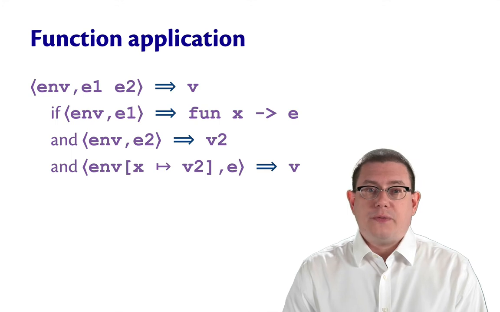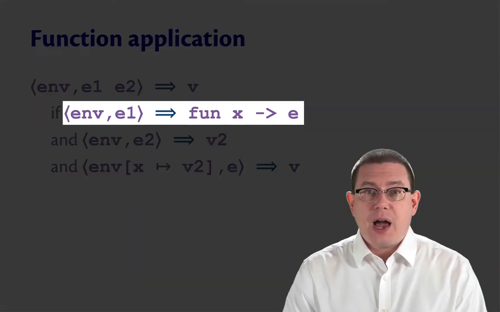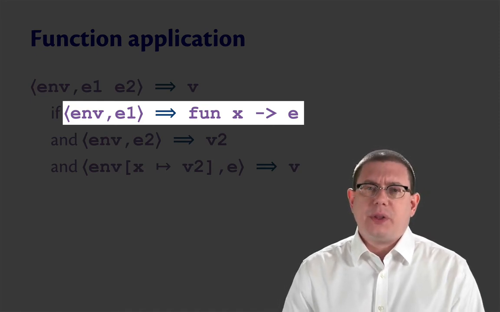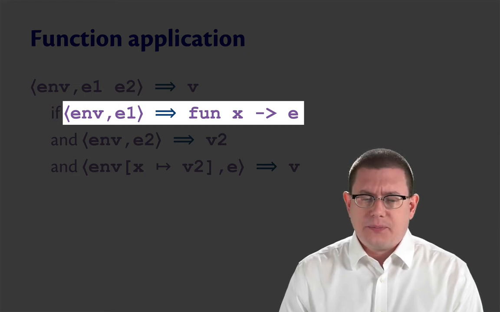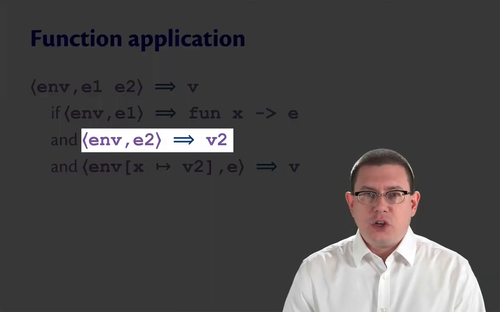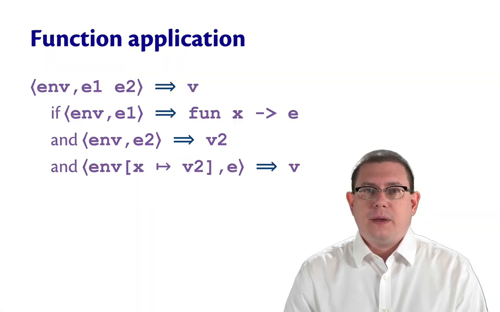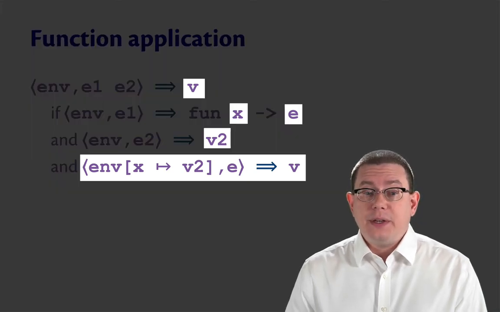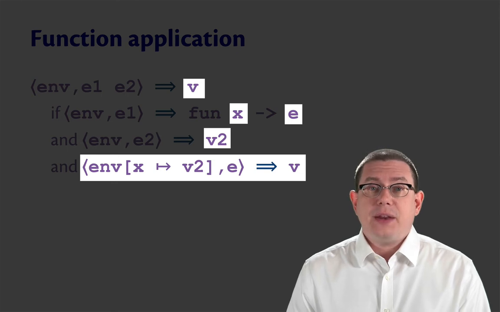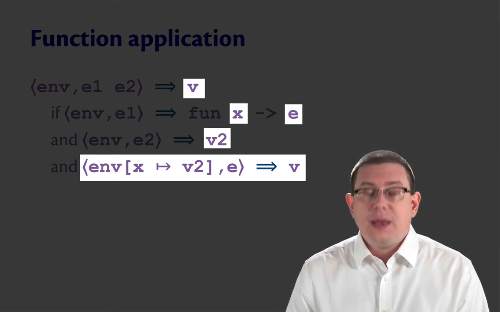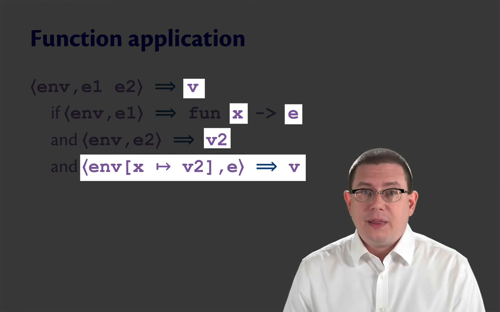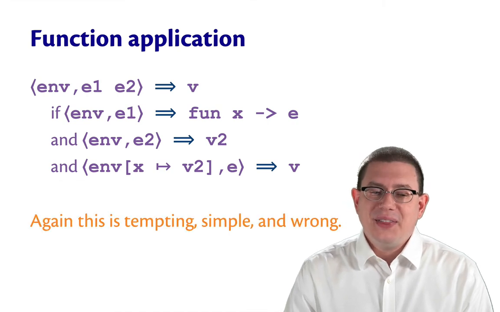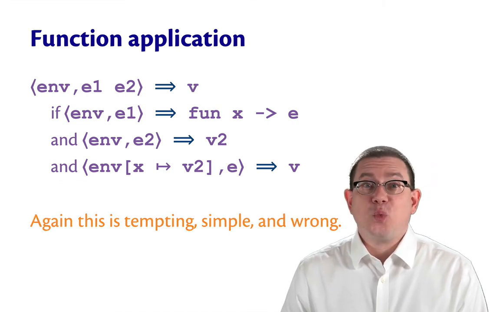Well, we could say that to evaluate E1 applied to E2, we first evaluate E1. Of course, if this expression type checked, that has to give us back a function eventually. So let's say that that's the function fun x arrow e. We could evaluate the argument E2 to a value V2. And then, quite like we did for let expressions before, we could extend the dynamic environment to bind x to V2 and evaluate the function body E. That would give us back eventually a value V. That would be the result of the entire function application. Once more, this is tempting, simple, and wrong.